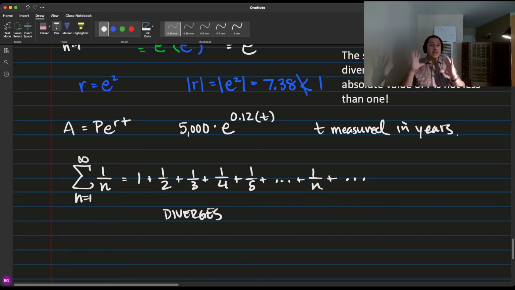So I get what you're saying. You're saying, well, why can't we just look at the terms and if they're getting smaller, then we know it converges? That's actually not good enough. And actually, they didn't really figure this out until the late 18th century.